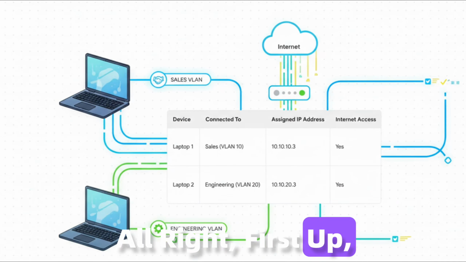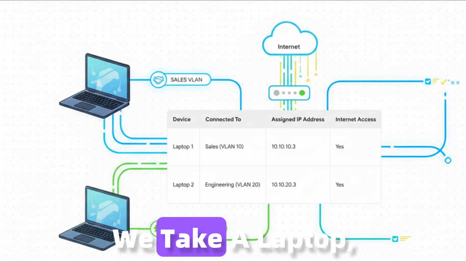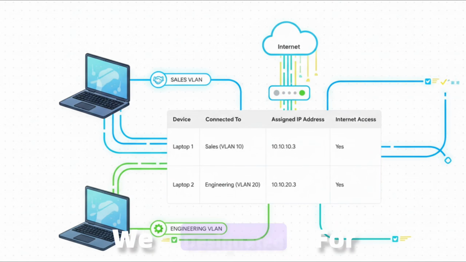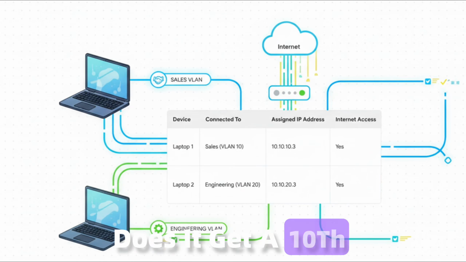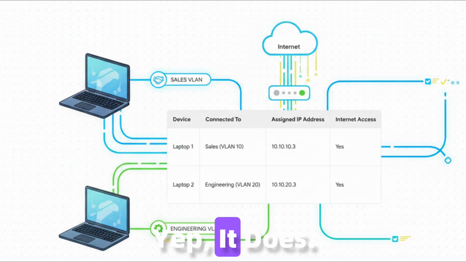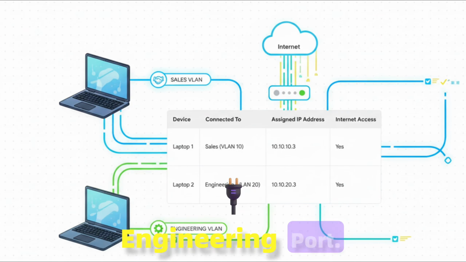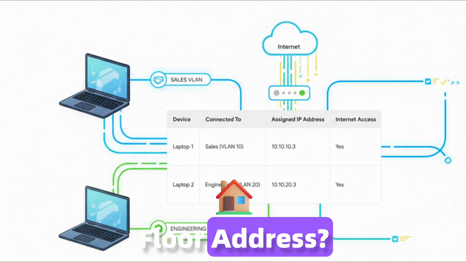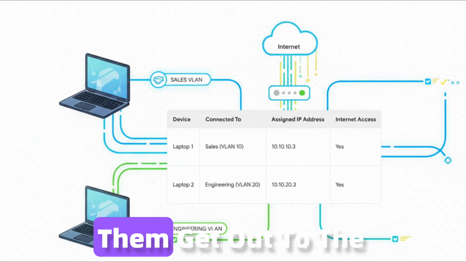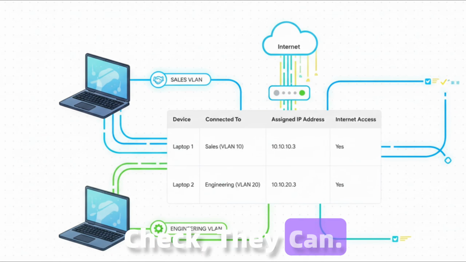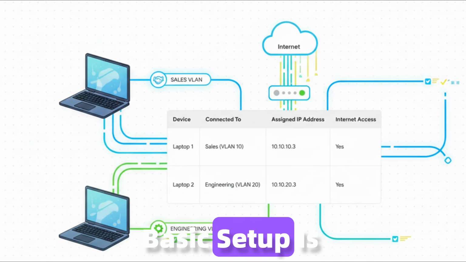All right, first up, let's do the happy path test. We take a laptop, we plug it into a port we designated for sales. Does it get a 10th floor IP address? Yep, it does. Okay, now we grab another laptop, plug it into an engineering port. Does it get a 20th floor address? Yes, it does. And can both of them get out to the internet? Check, they can. So that tells us our basic setup is working.